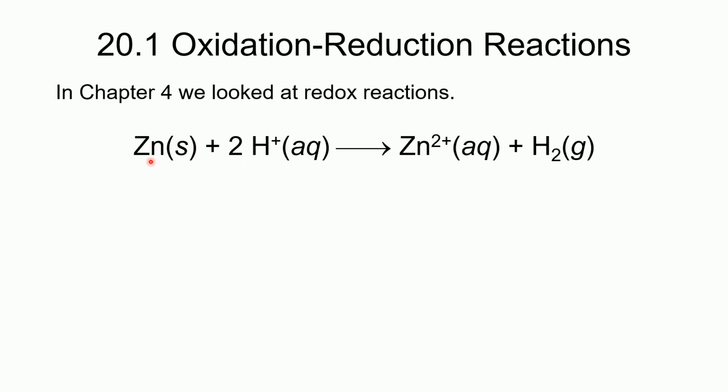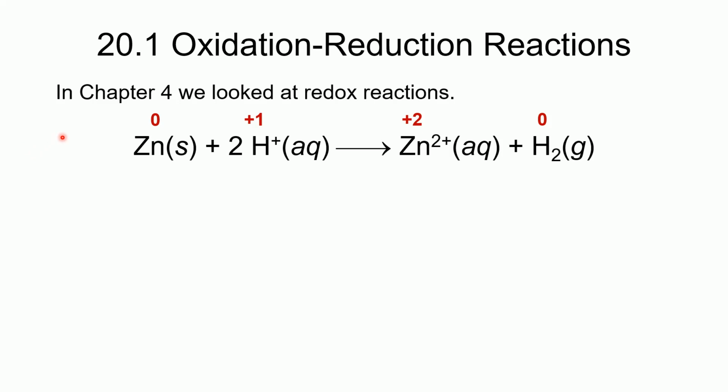For example, this zinc is neutral, so it has an oxidation state of 0. This hydrogen has a +1 charge, so its oxidation state is +1. Zinc 2+ here has a charge of +2, so it has an oxidation state of +2. And then hydrogen here is neutral, so it has an oxidation state of 0.